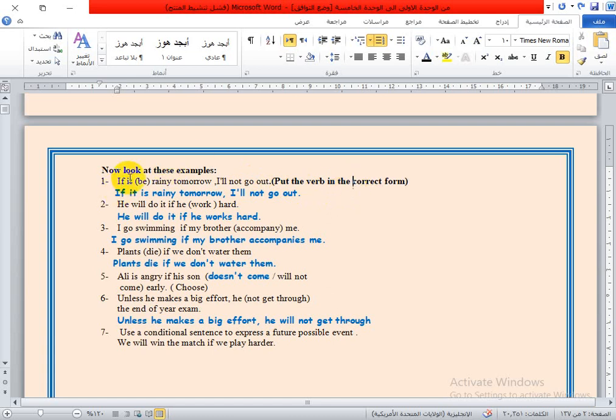Here we have if that comes at the beginning. We have the if clause, with the verb between brackets. We have the main clause. Students, let's look at the main clause.